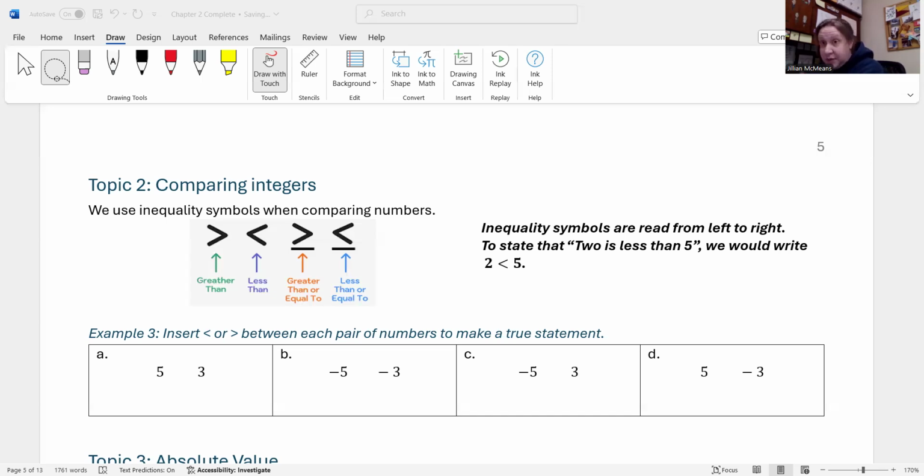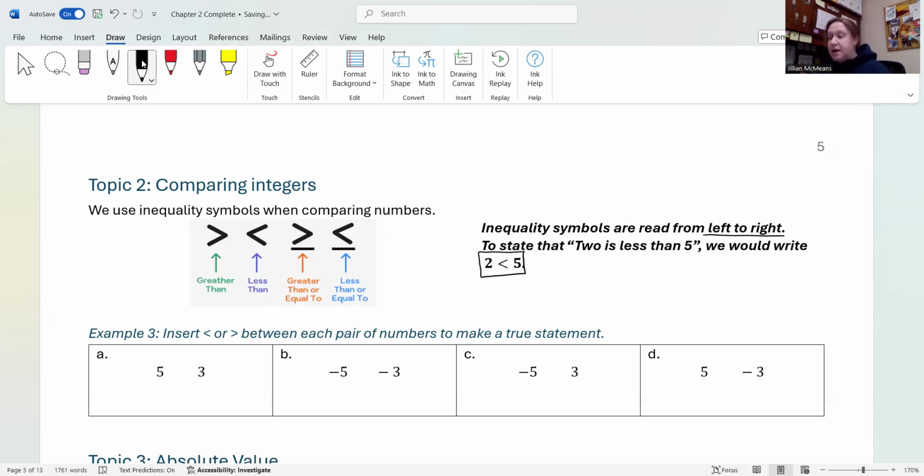Now, inequality statements have to be read from left to right. So you have to have a true statement from left to right. That's really important. Make sure you understand this right here. To state something really simple like 2 is less than 5, we need to make sure we understand 2 comes first, 5 comes second, and then we have to put the appropriate symbol in between those two numbers so that the statement is true. So we would say quite literally 2 is less than 5, and you would write that statement like this: 2, less than symbol, 5. Now that seems really easy, and it is.